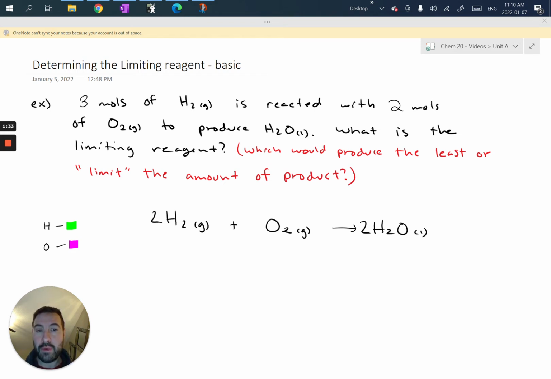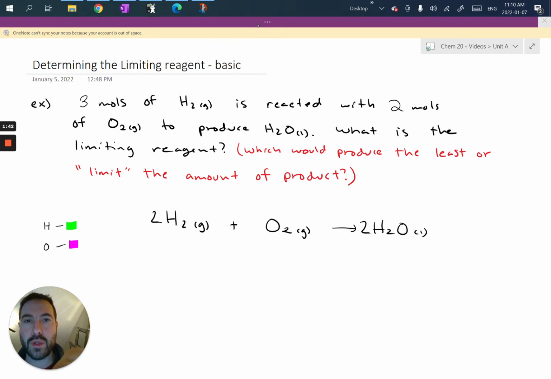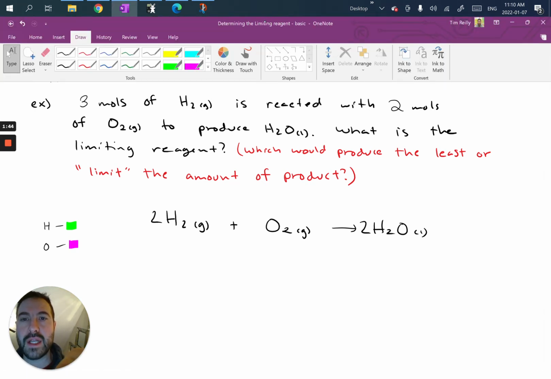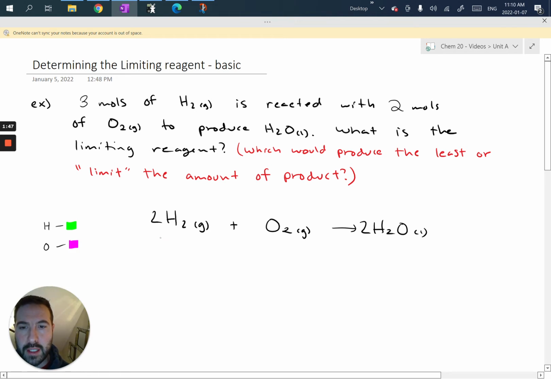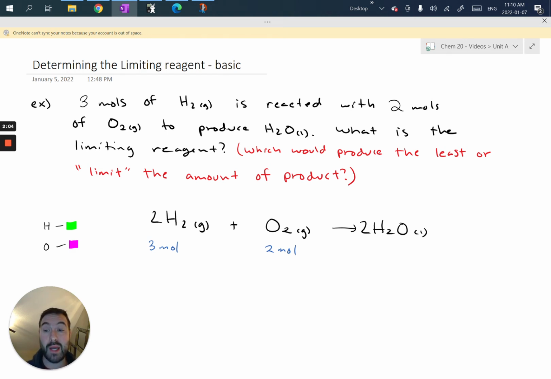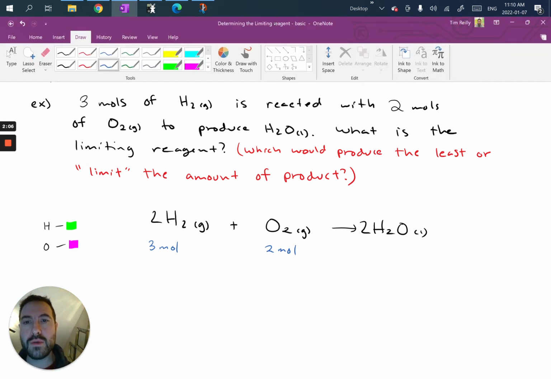We want to figure out what is the limiting reagent, or which reactant would produce the least, or limit the amount of product. I'm going to show you with a model here. I have my balanced chemical equation here, and I'm going to write down my given information. My question is telling me I have 3 moles of hydrogen gas, and I'm going to react that with 2 moles of oxygen gas. I want to figure out which of these is going to get used up and which there is going to be extra of when I combine them to make water. So I'm going to use a little model here.